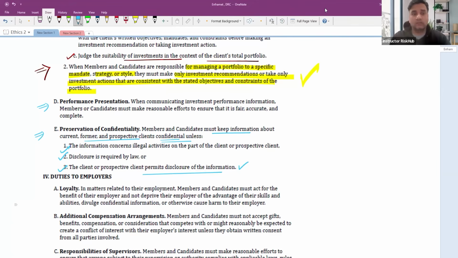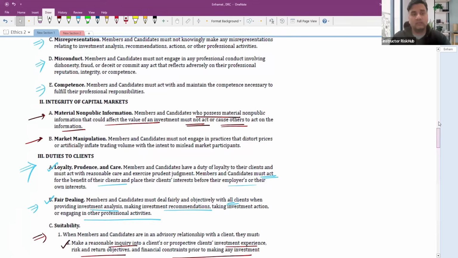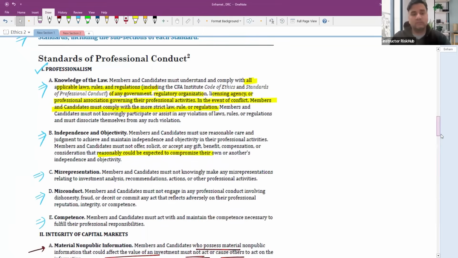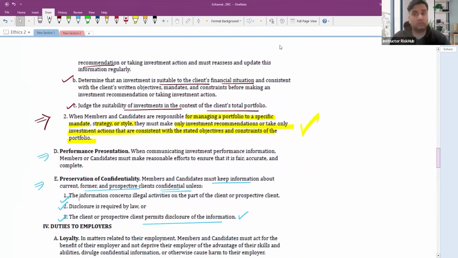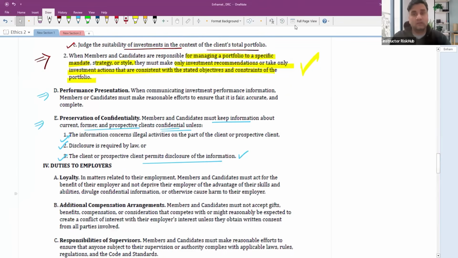Okay, so this completes your duties to clients, right? So we have done three: professionalism, integrity of capital markets, and duties to clients. And you've seen that each has so many subtypes, so remember those, right? Okay.